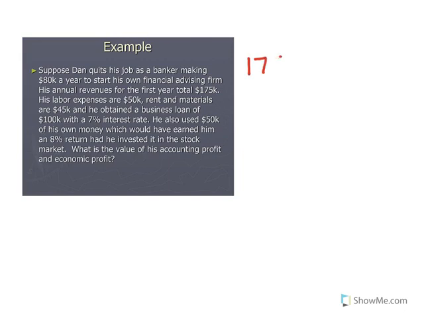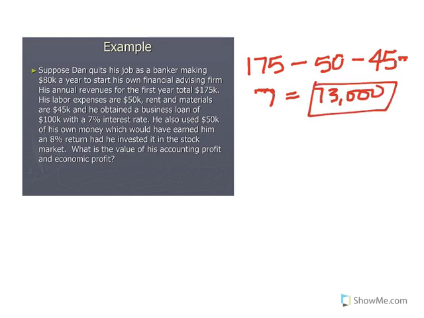We take the 175, we subtract out the 50,000 for the labor expenses, we subtract out the 45,000 for the rent and materials, and then we also subtract out the 7,000 he's going to end up paying on the interest on his debt. So 175 minus 50 minus 45 minus 7 would be $73,000. So his accounting profit would ultimately have been $73,000.